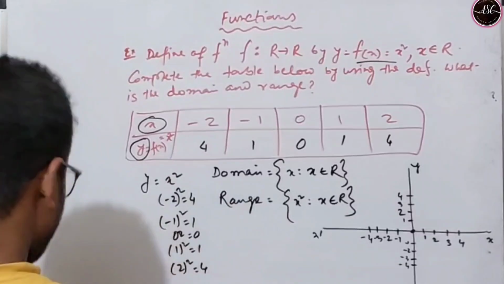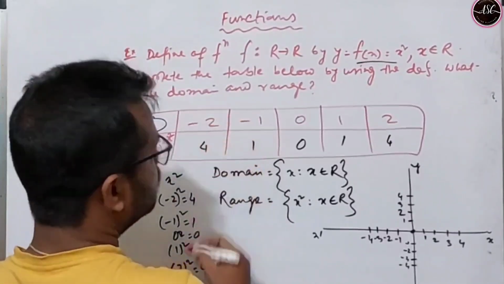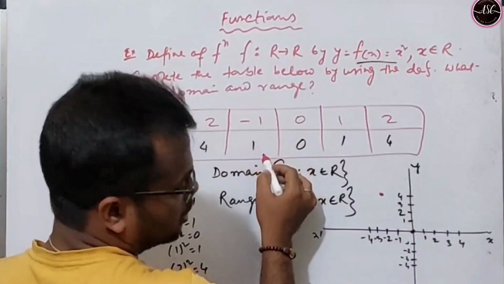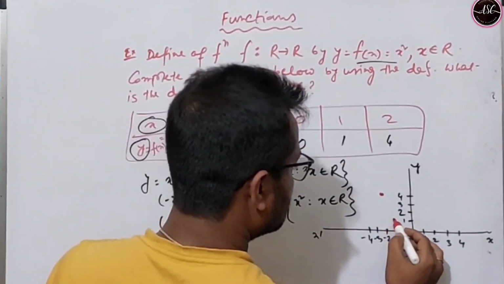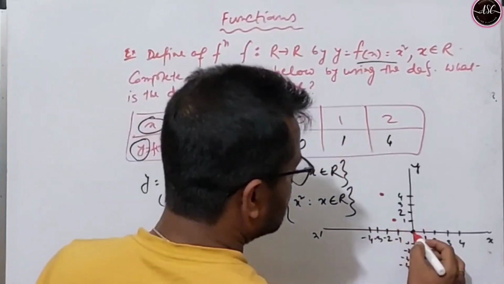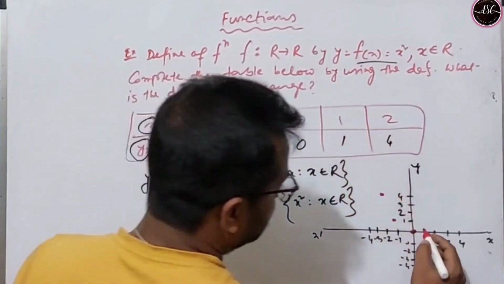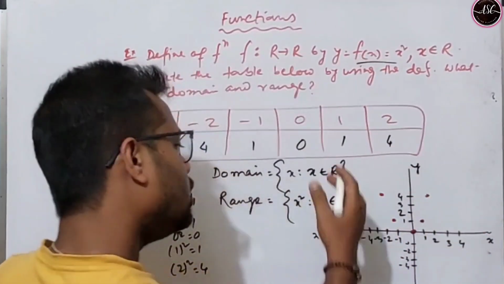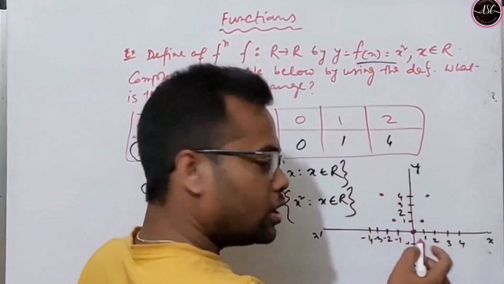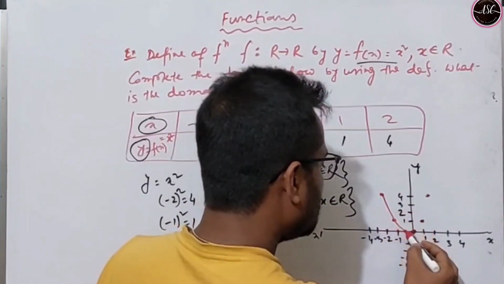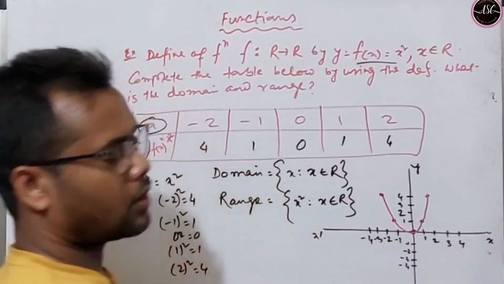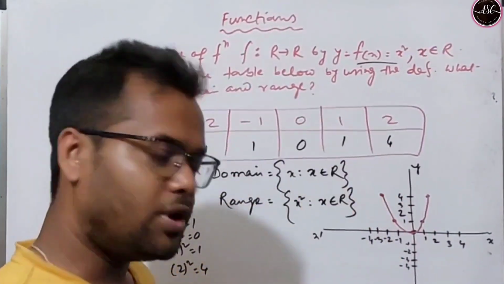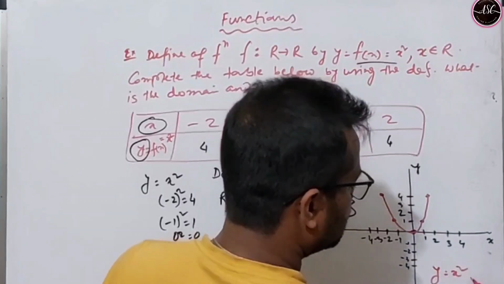For the first point, minus 2, 4. Then this point will be here. The next point, minus 1, 1. Then 0, 0, that means this point. After that, 1, 1, this one. After that, 2, 4. If we join these points, we get a U shape. This is the graph of this polynomial function, y = x square. This should be remembered.